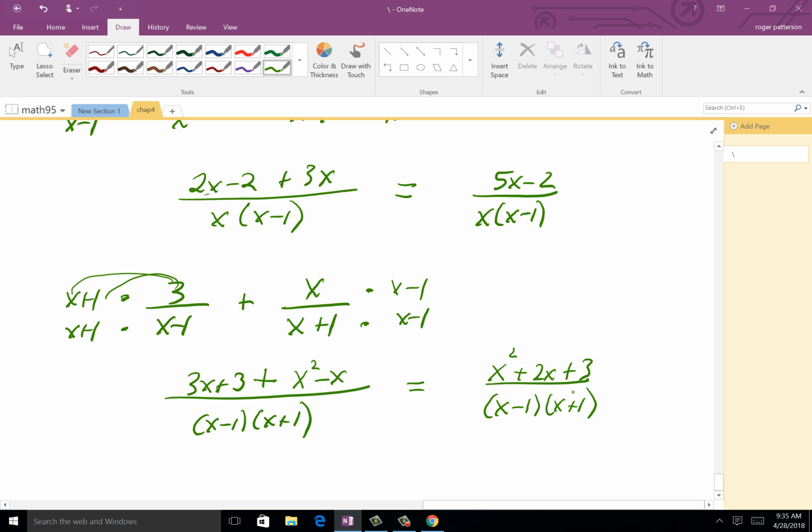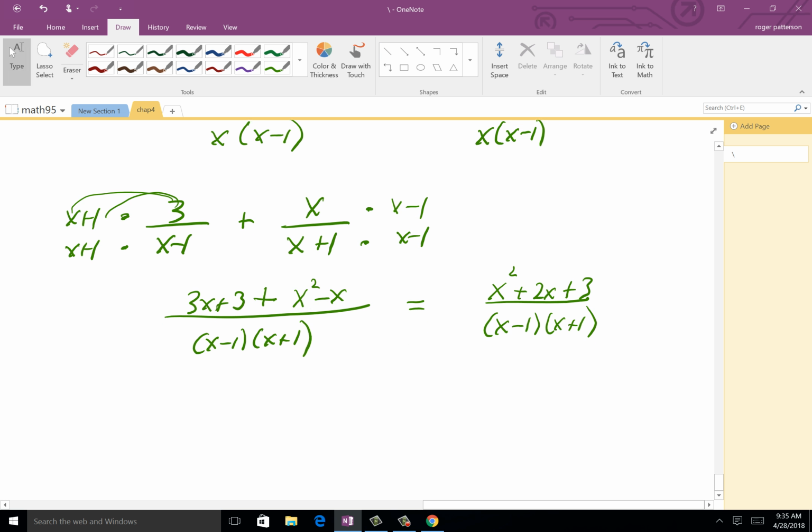Well, I don't know. Let's see if we can factor. Can we get factors of 3 that give us a 2? That's a good question. No, so we're out of luck. All right, we're done. These ones are going to be, like the multiplication and division, where we factored. Not so much here, a little bit, but not so much.